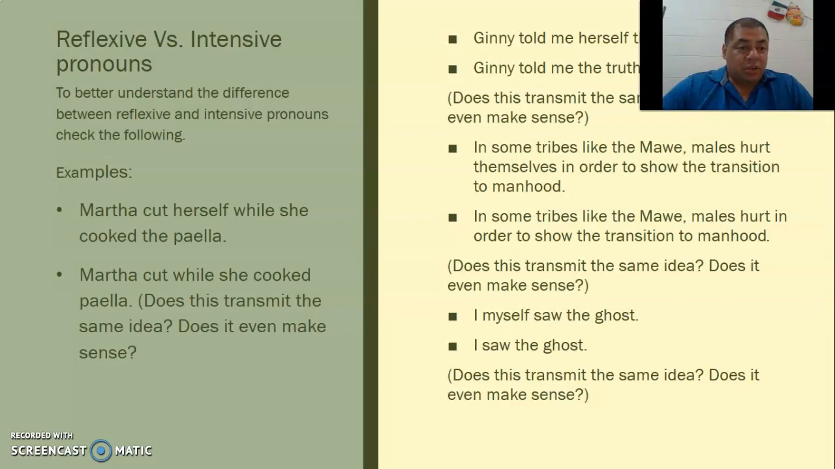To exemplify, let me use Spanish. In the first case, en algunas tribus como los Mawe, los hombres se lastiman a sí mismos para mostrar la transición a la adultez. The next sentence. En algunas tribus como los Mawe, los hombres sufren para mostrar la transición a la adultez. As you can see, the meaning is not the same. Even the verb is translated in a different way, not in the same way.